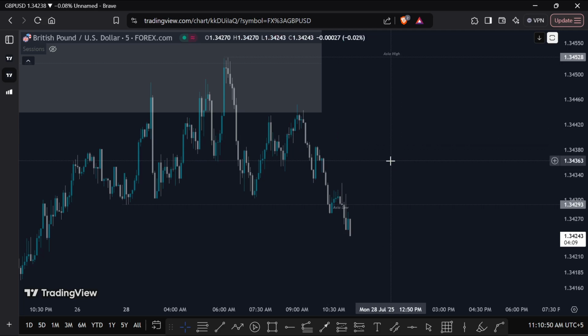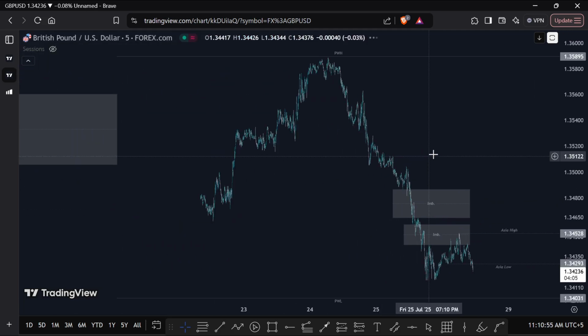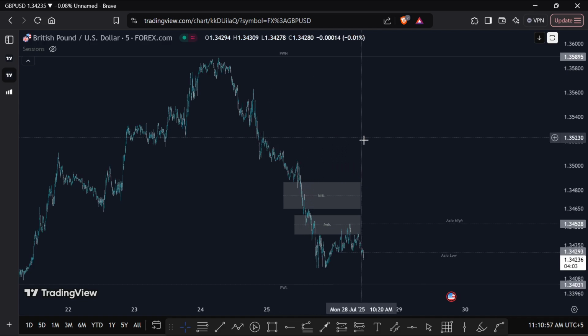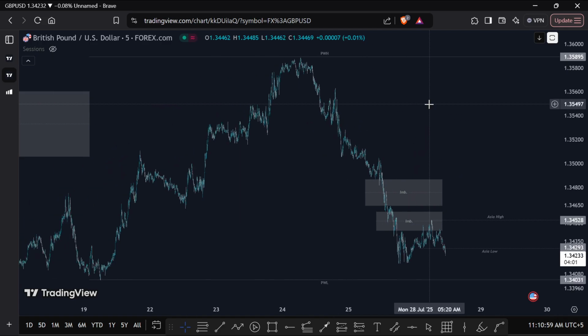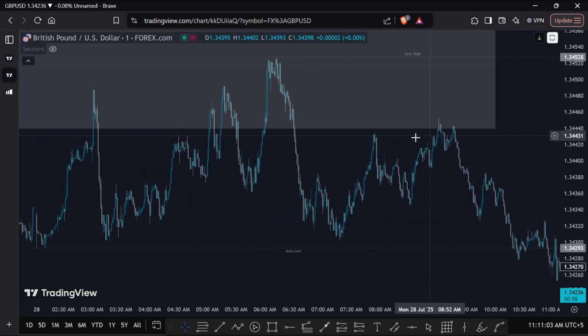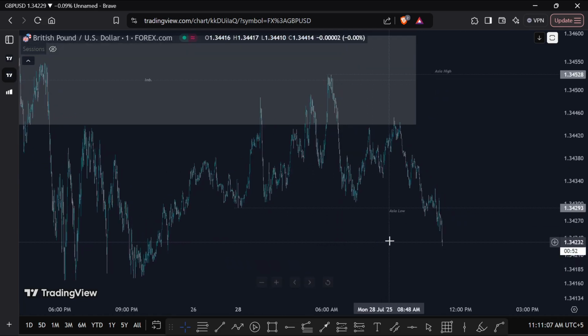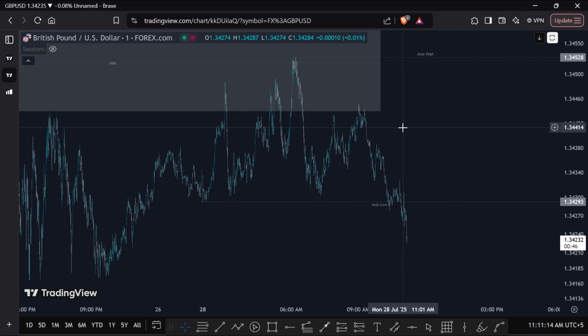Alright, really nice. Now what we can do is, first of all, the bias for today is bearish. The bias for today is of course bearish, and if you look at it on M1, yeah, the things are really nice. And let's start looking at Euro now, because the bias on GBP USD is bearish.